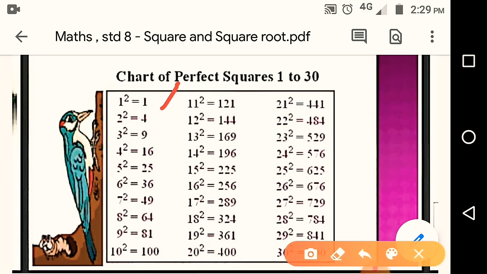1 के ऊपर जो 2 लिखा है इसका मतलब 1 को 2 times multiply करना है. So 1 into 1, answer will be equal to 1. This way we write square numbers. So 1 square equal to 1. Same way 2 square equal to 4. 2 को 2 times करेंगे, so 2 2s are 4. 3 को 2 times करेंगे, so 3 3s are 9. 4 को 2 times करेंगे, so 4 4s are 16. 5 को 2 times करेंगे, so 5 5s are 25. 6 को 2 times करेंगे, so 6 6s are 36.